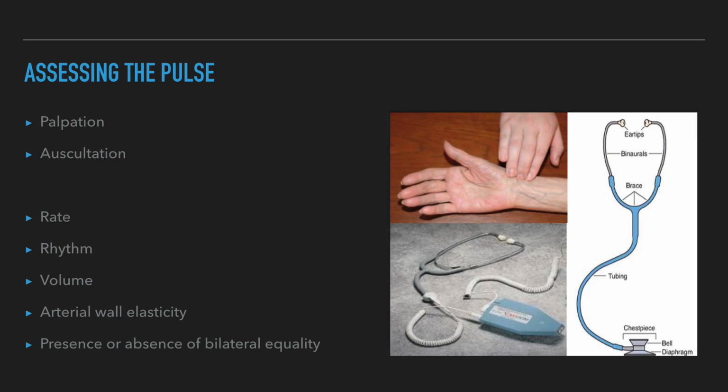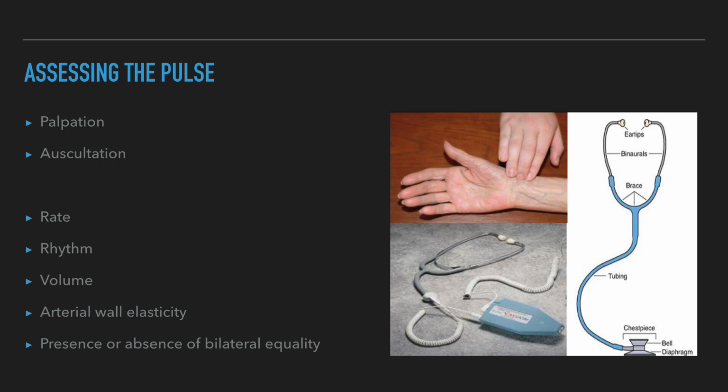Assess the apical pulse by placing the diaphragm of the stethoscope over the apex of the heart, which is located at the 5th intercostal space at the midclavicular line. The sounds heard are due to vibrations caused by the opening and closing of the cardiac valves.